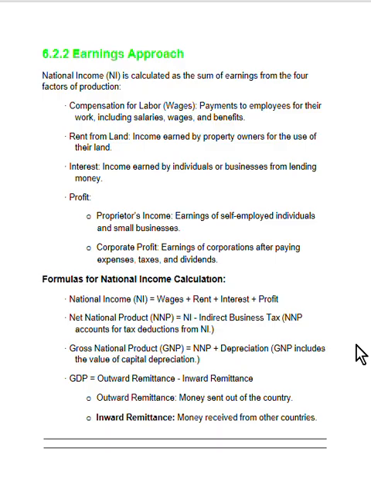National income is calculated as the sum of earnings from the four factors of production: compensation for labor, rent from land, interest, and profit. So national income equals wages plus rent plus interest plus profit, and net national product equals national income minus indirect business tax. That means if we subtract indirect business tax from national income, we get net national product. Then gross national product and gross domestic product are calculated in the same way.